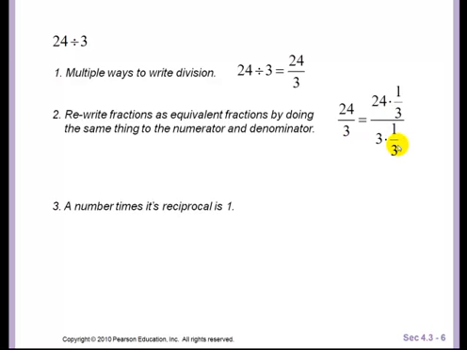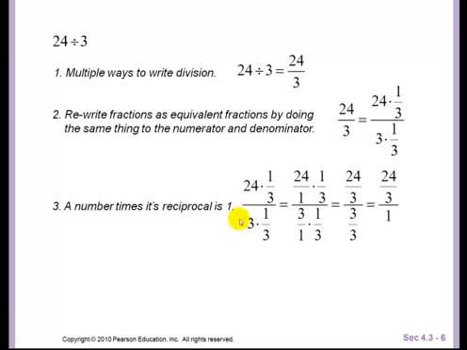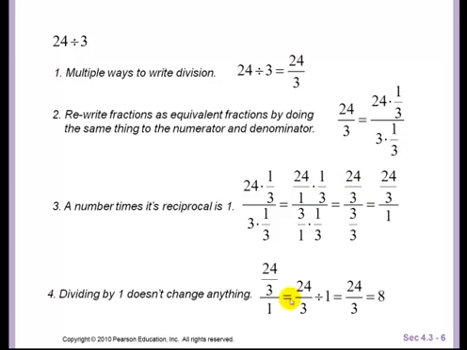The reason I'm doing this is that 3 and 1/3 are reciprocals, and when you multiply a number by its reciprocal, you get 1. So 3 times 1/3, which is 3 over 1 times 1/3, is 3 over 3, which is 1. Notice to do this, I have to do the same to the top. So 24 times 1/3 is 24 over 1 times 1 over 3, which is 24 over 3. And when you have a number divided by 1, it doesn't do anything. So 24 over 3 divided by 1 is simply 24 over 3, which we already knew was 8. Again, no one in their right mind goes through all these steps. I'm just explaining why it works.